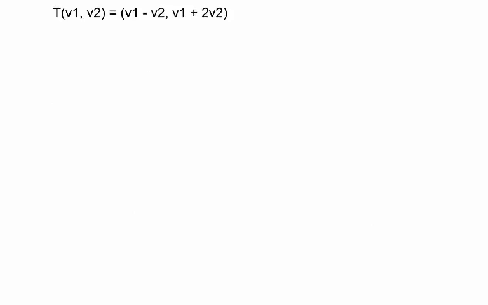Let's look at an example. Suppose that T of v1, v2 is equal to v1 minus v2, v1 plus 2 v2. Let's find the image of v equals the vector negative 1, positive 2. If v equals vector negative 1, 2, if we want the image of v, then we simply substitute negative 1 and 2 for v1 and v2 in our original statement.